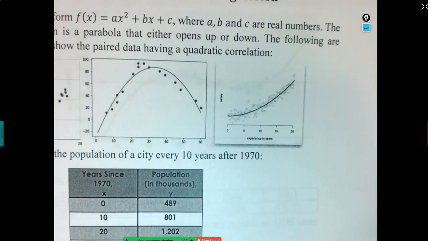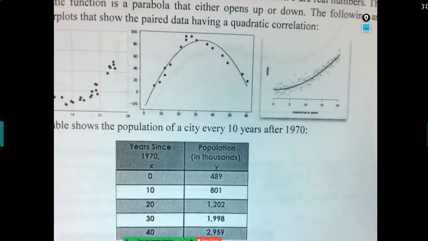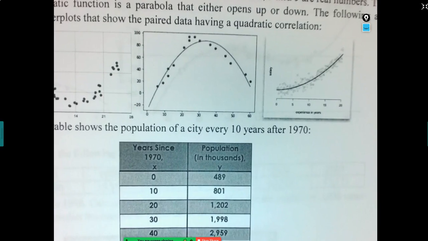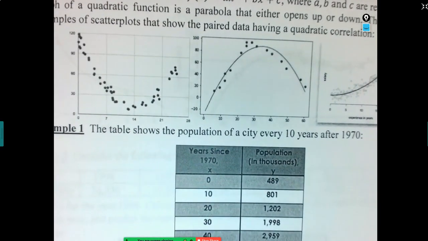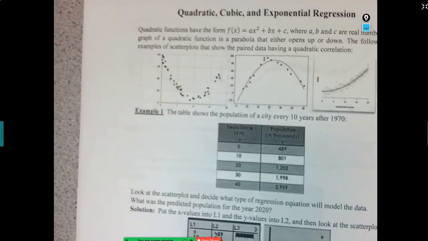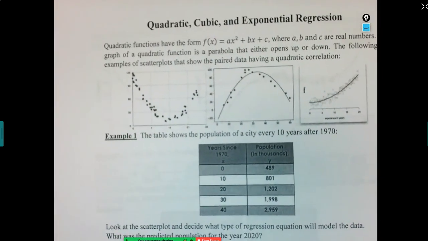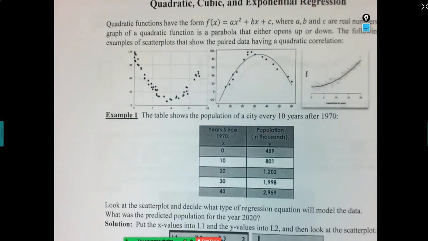But in the departmental assignment, they will not tell you whether or not it's linear, quadratic, or exponential. You'll have to judge for yourself. Okay. All right, so here's an example. And again, this is in your Canvas, so you don't have to madly write these down.